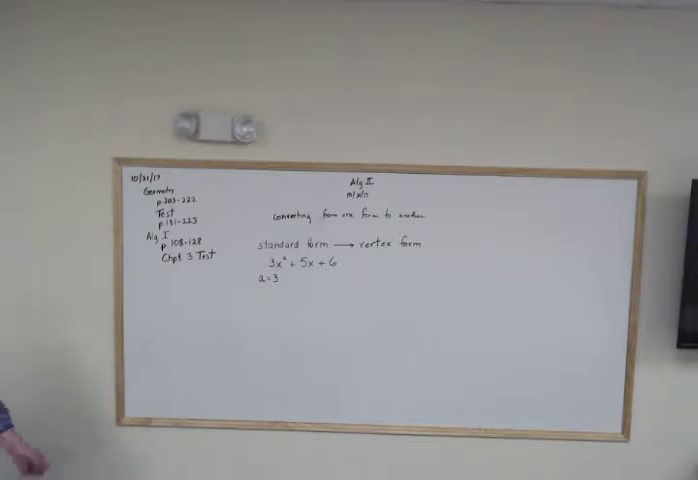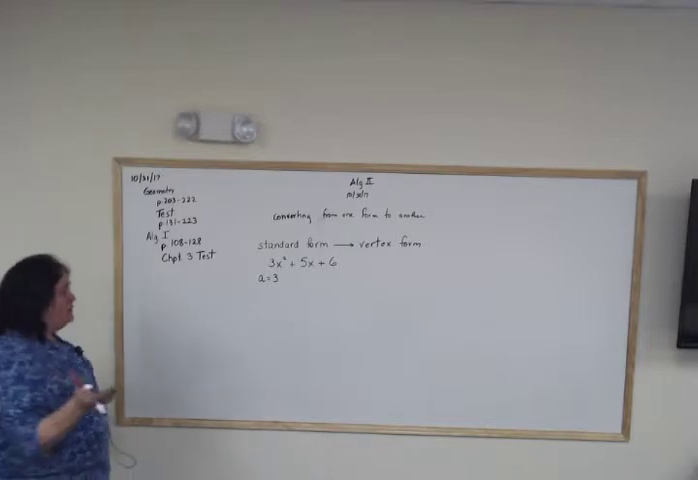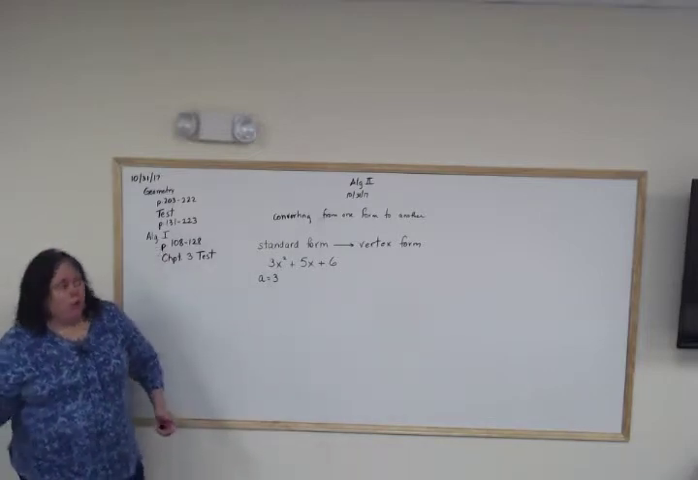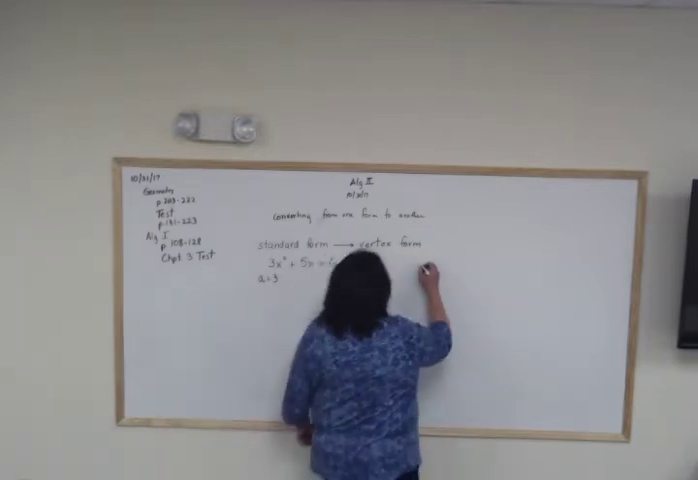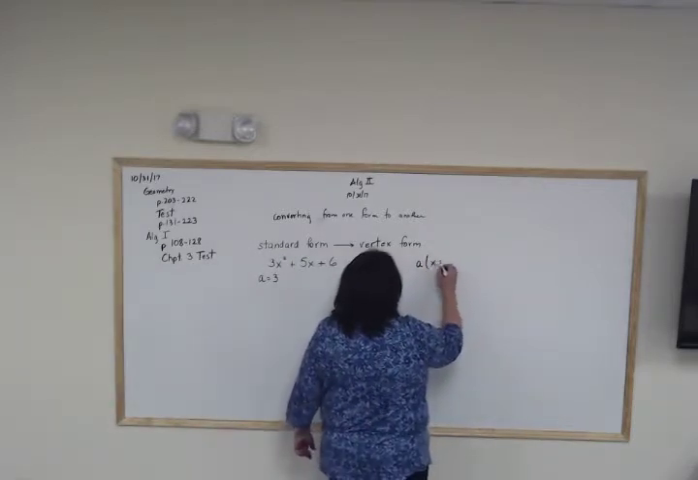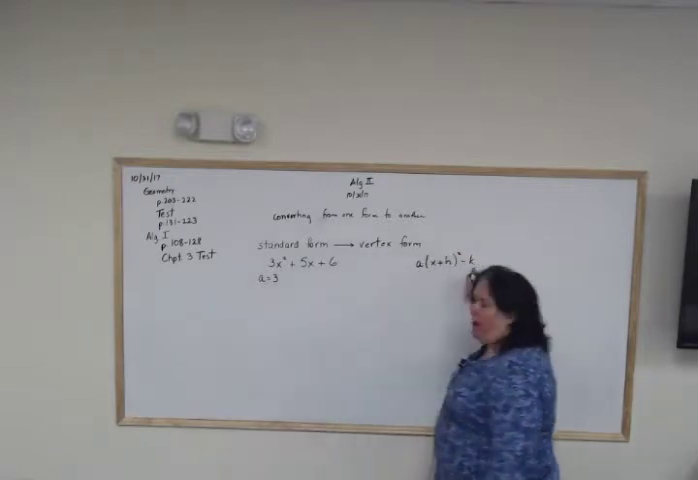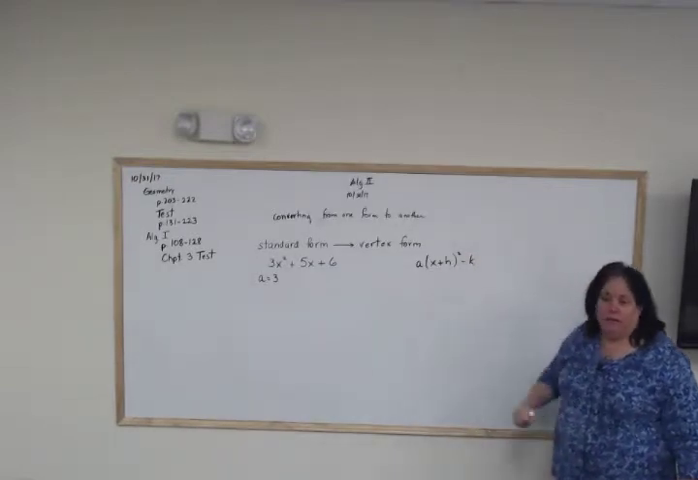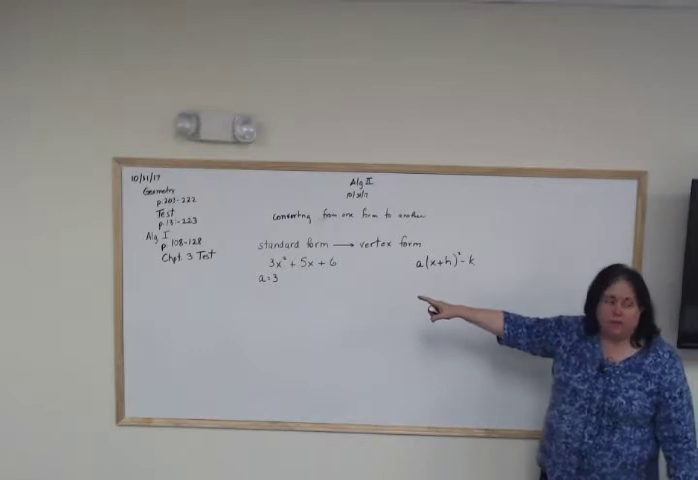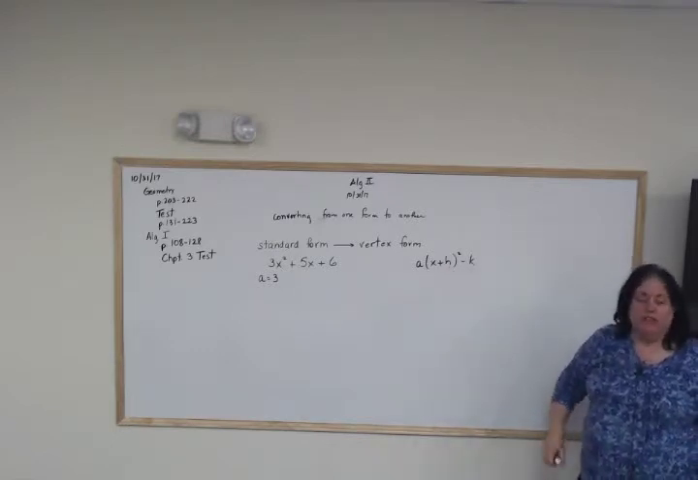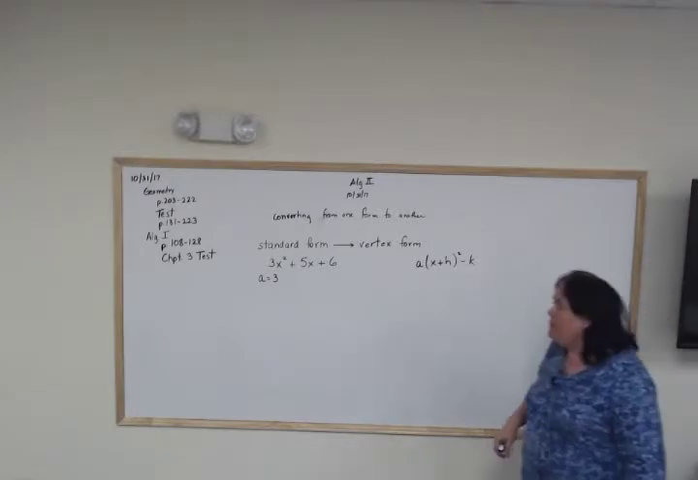It has the vertex. So I just need to know the vertex, don't I? What do I need to write vertex form? The vertex. Well, x and y. No, just H and K. And A. I know what A is. I just need H and K, don't I? That's all I need.